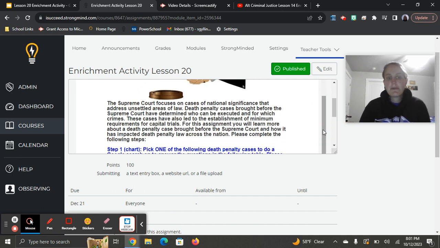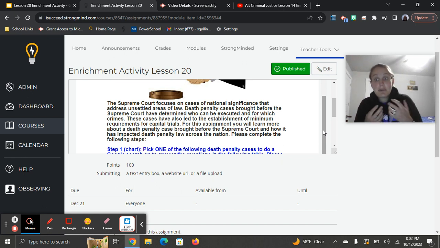The Supreme Court focuses on cases of national significance that address unsettled areas of law. Death penalty cases brought before the Supreme Court have determined who can be executed and for which crimes. These cases have also led to the establishment of minimum requirements for capital trials. For this assignment, you will learn more about a death penalty case brought before the Supreme Court and how it has impacted death penalty law across the nation. Please complete the following steps.